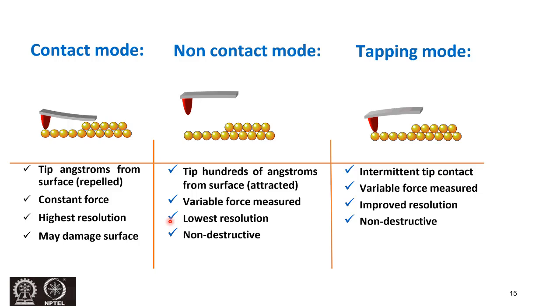There are three modes for imaging in the AFM. The first one is the contact mode. Here the tip scans along the surface, comes in contact with it and goes on like this. In this case, there are high chances of damage to the tip, and the tip, being angstroms from the surface, will get repelled, and there will be constant force overall on our sample. It gives the highest resolution, but it can damage the surface also. There are high chances of damaging the tip too if the sample is very hard or sticky.